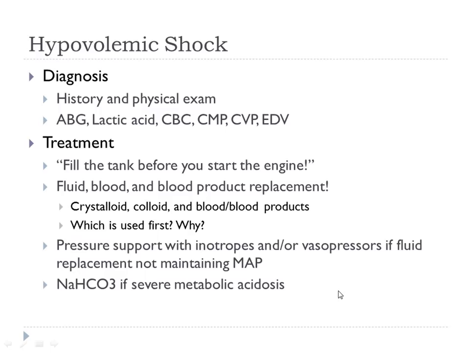Crystalloids, colloids, and blood products. Usually we will use normal saline or something like that first, lactated ringers. Why would we use those first? They're isotonic, and they help to expand intravascular volume. There's another thing that we call Hespan, and some use it, some don't, but it's a type of fluid that really helps to expand fluid volume.